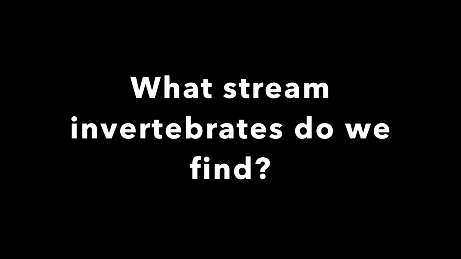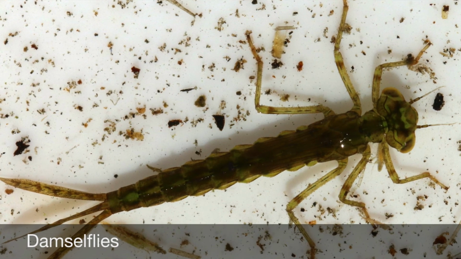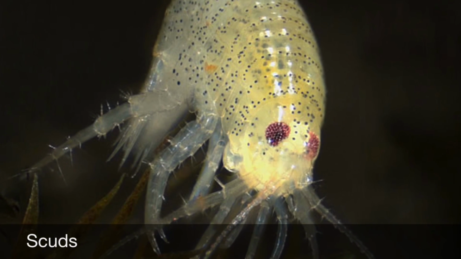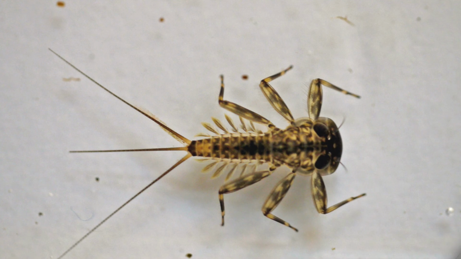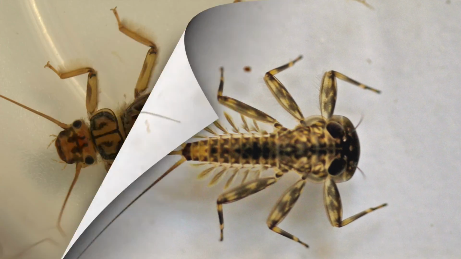What stream insects do we find? Damselflies, scuds, mayflies, and finally stoneflies.